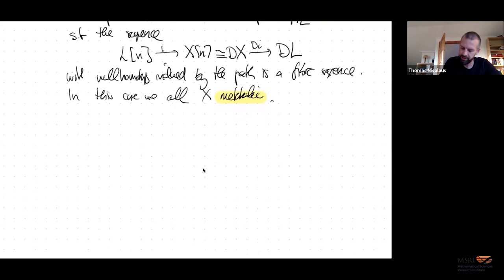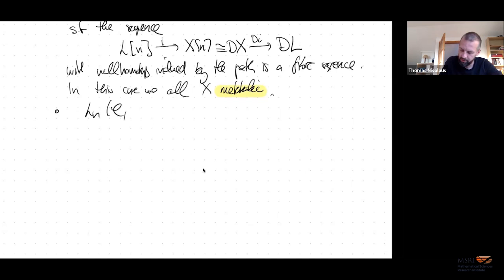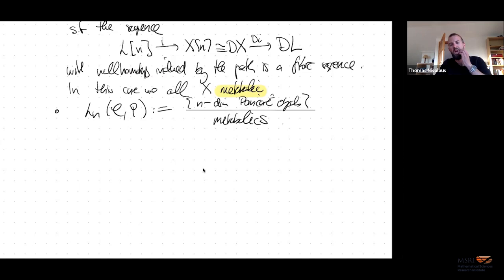Okay, so that is this. And then I can just define in this generality the L groups. L_n of (C, Ϙ) is defined as before, like the Witt groups. You just say n-dimensional Poincaré objects modulo metabolics. And well, I guess now I've introduced for you these higher generalizations of the Witt groups, these L groups.